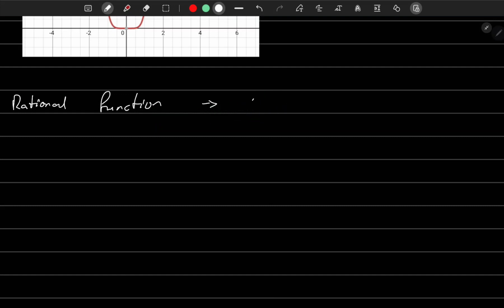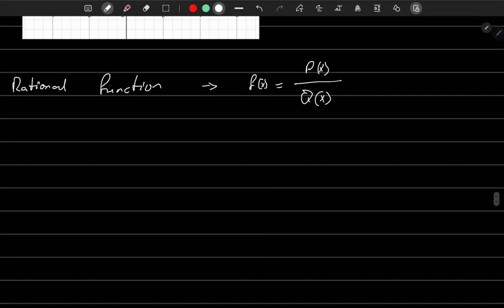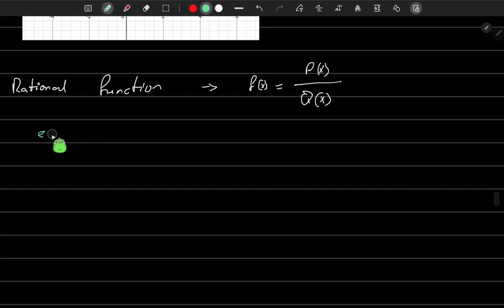This is an equation where f of x is equal to some function. It's actually two functions on top of each other. So we have some p of x on top over q of x. If I were to write an equation of a rational function, this would be, for example, f of x equals 2x to the power of 4 minus x squared plus 1, all over x squared minus 4.